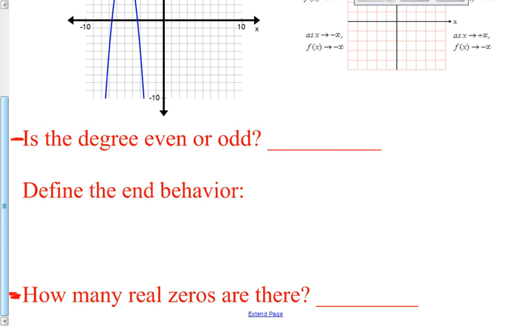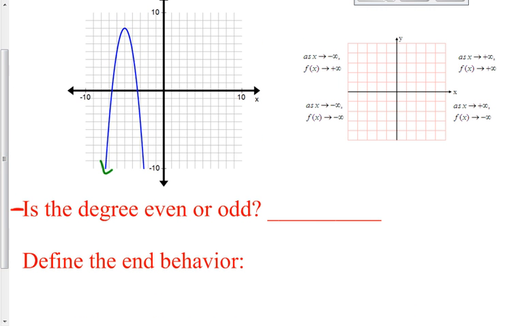First of all, is the degree even or odd? The arrows are going in the same direction. They're both going down. When this is the case, it is an even function.